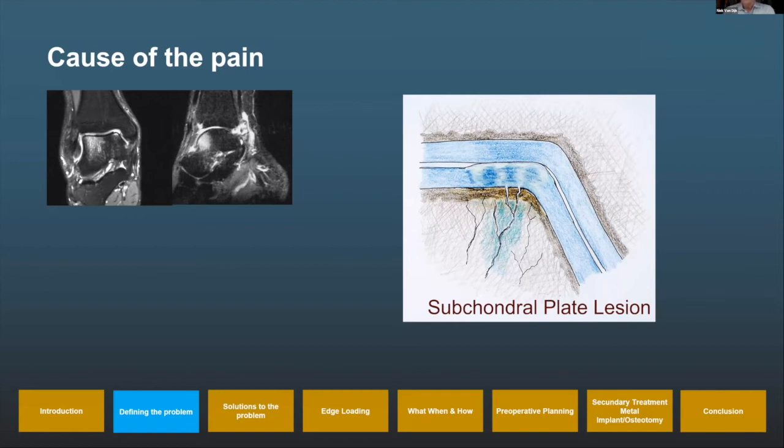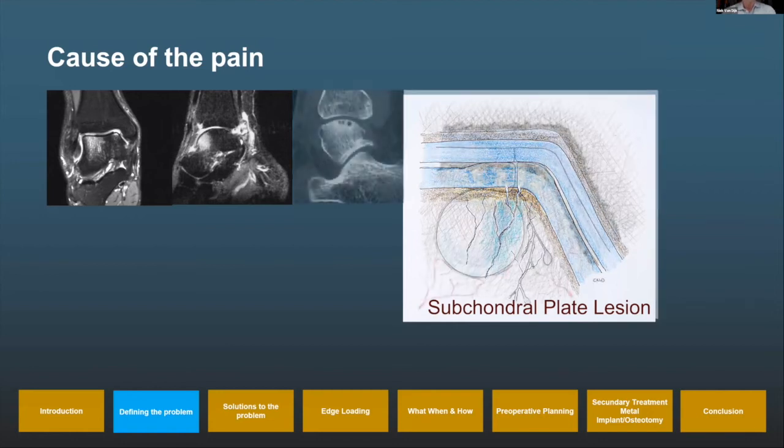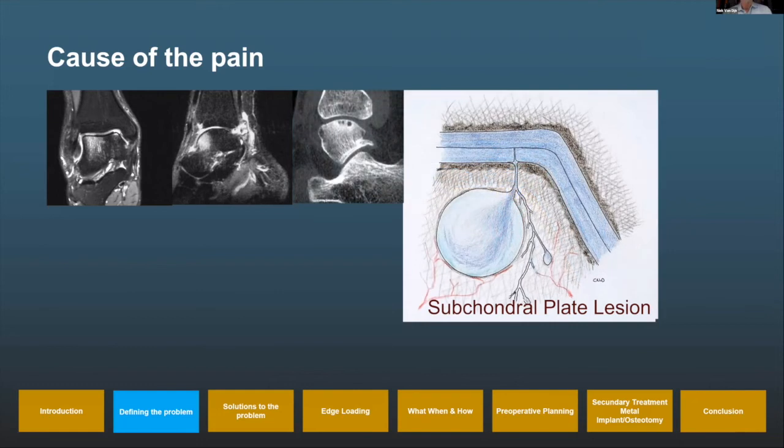In the long term, because of the high pressure in a congruent joint like the ankle joint, this can lead to cystic lesions. We don't see cystic lesions in less congruent joints like the knee joint, but we see them in highly congruent joints like the hip joint or the ankle joint.